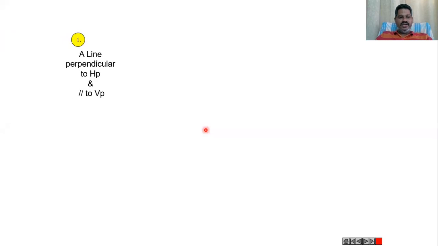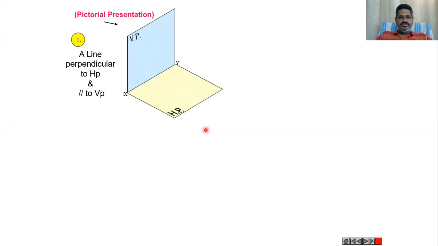Now, take one example. The first case is a line perpendicular to HP and parallel to VP. This is our first case. The representation of that will be like this. As you can see, in the first quadrant I have drawn a vertical line here. This vertical line is perpendicular to HP and parallel to VP.